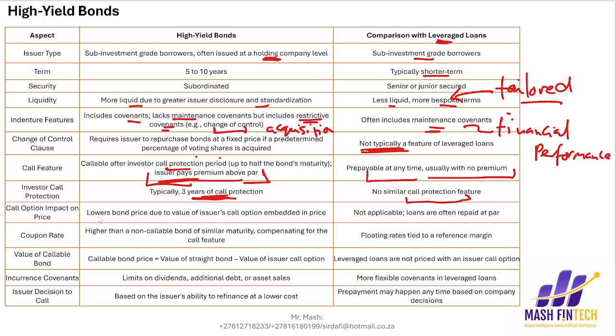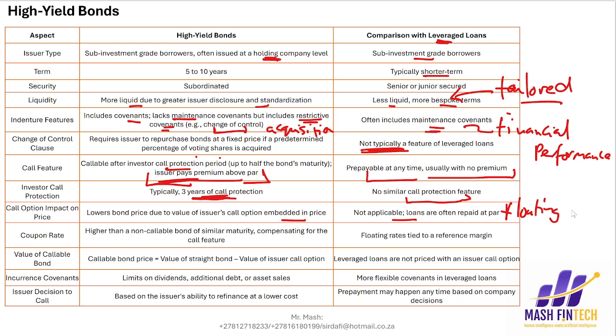The call option impacts prices. It lowers the bond price for high yield bonds due to the value of the issuer's call option being embedded in the price. But for leveraged loans, remember, these usually follow a floating rate.